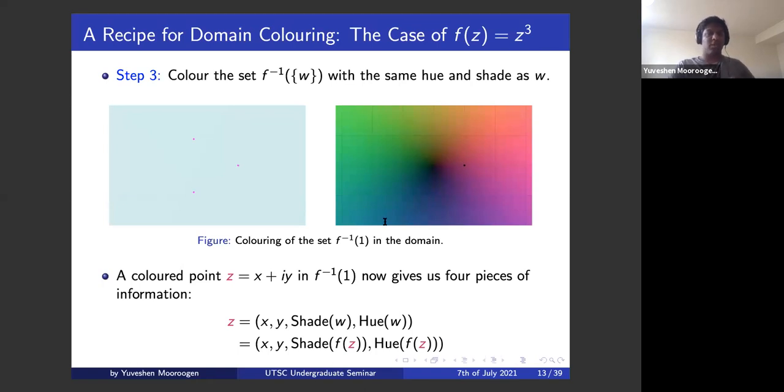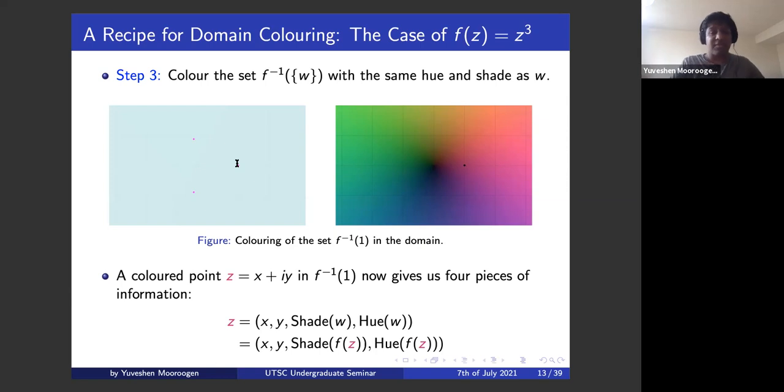So what's the effect of doing that? Well, if I take a point, let's say z pink, inside the pre-image of W, then from that point, I can read its x coordinate, just from the domain. I can read its y coordinate, also from the domain, but I can also read the shade of f of z and the hue of f of z, because those quantities are just going to be the shade of W and the hue of W respectively. So from that single colored point in the domain, I can read 4 dimensions worth of information.